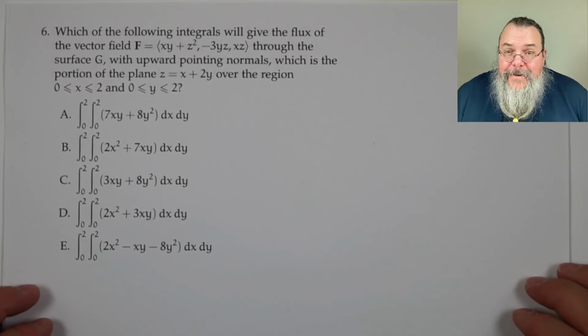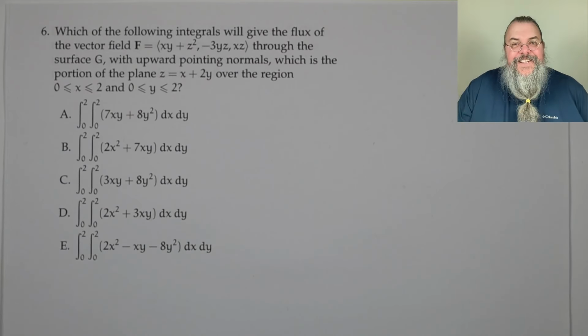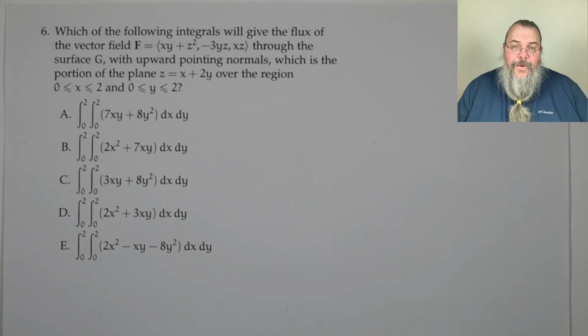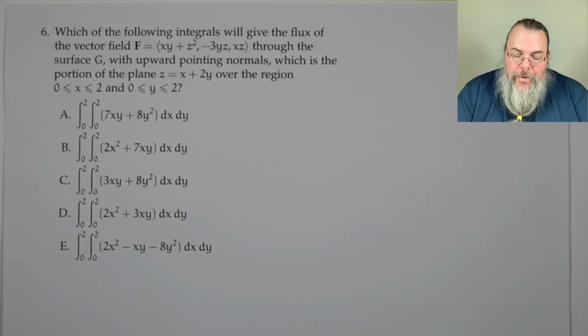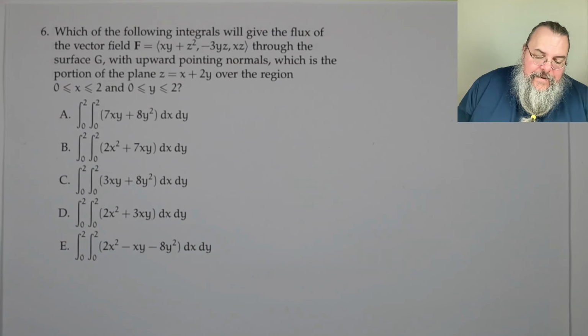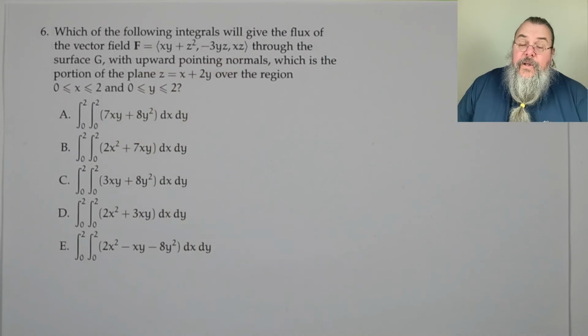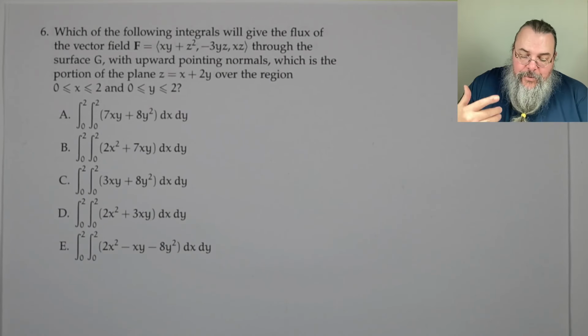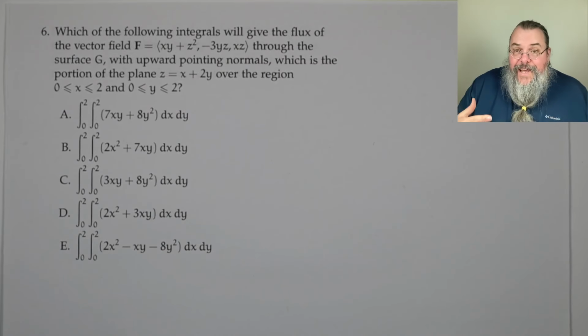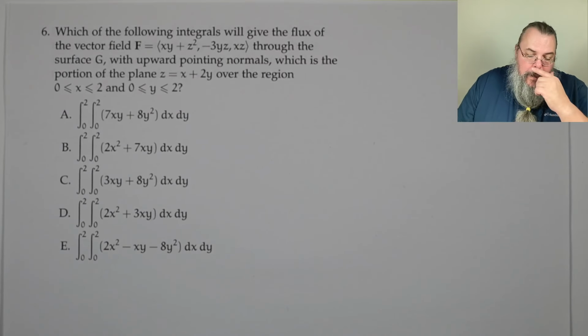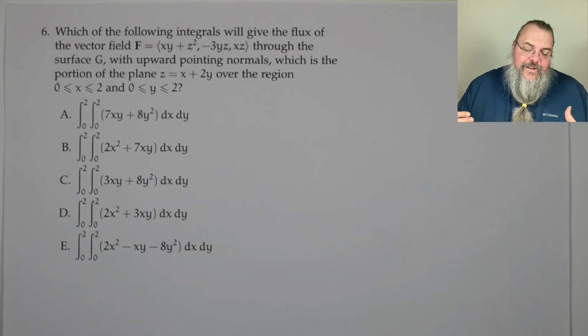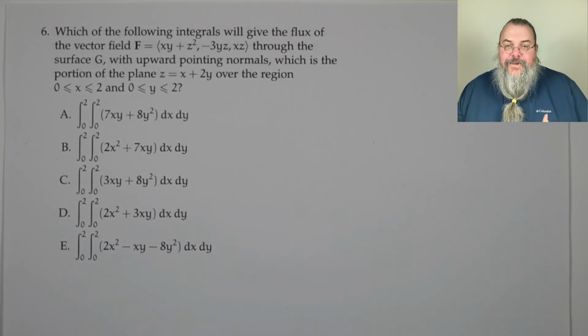Okay, so we've had 5, up to number 6. And it's our last multiple choice. Which of the following integrals will give the flux of the vector field F, which is xy plus z squared, minus 3yz, xz, through the surface G with upward pointing normals, which is the portion of the plane z equals x plus 2y over the region 0 less than or equal to x less than or equal to 2 and 0 less than or equal to y less than or equal to 2. Oh my gosh, there's a lot going on here.